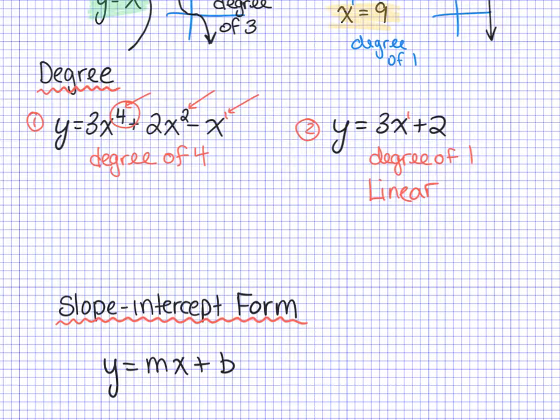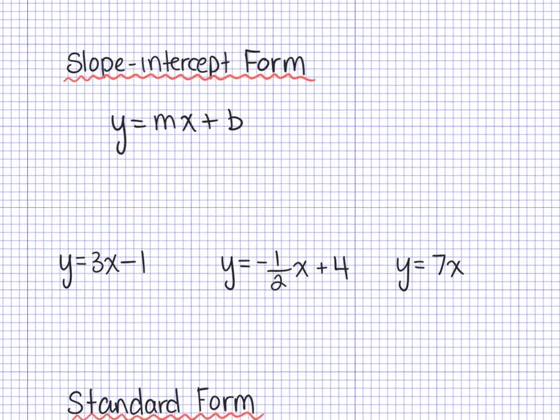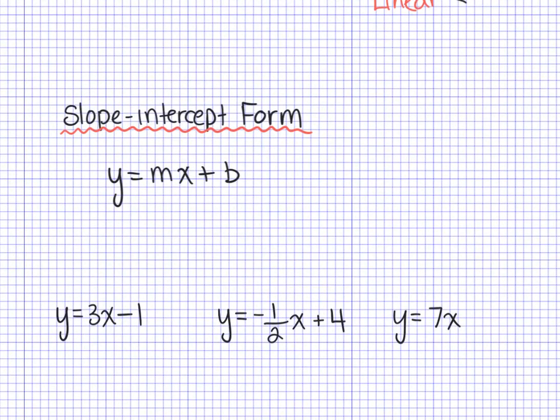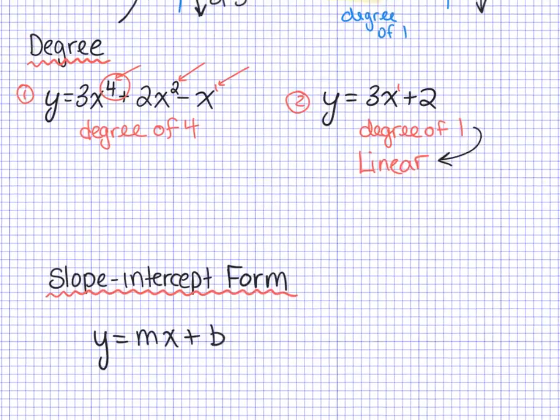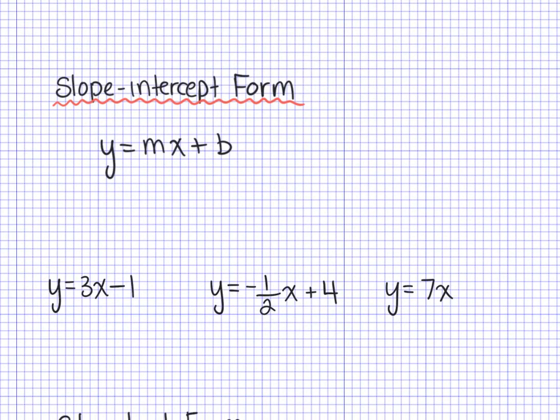And the other conclusion we wanted to make was that if there's a degree of 1, it means your function or your relation is going to be linear. Okay, next we talked about different forms of a linear equation. So there's a different way to write linear equations, and you should be familiar with them all.